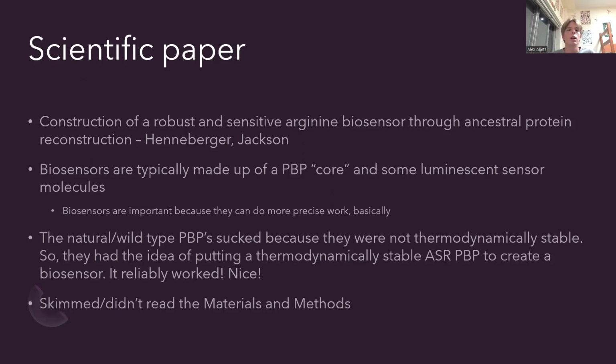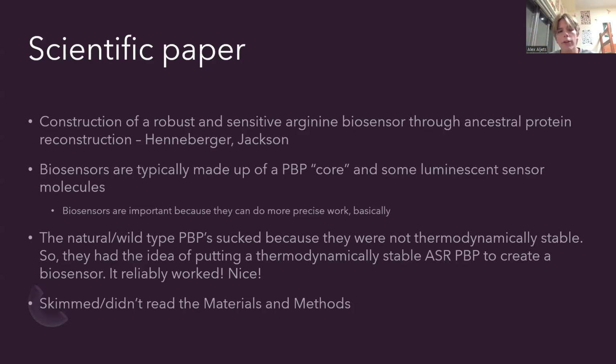For my scientific paper, it was "Construction of a robust and sensitive arginine biosensor through ancestral protein reconstruction." I thought it was pretty interesting. I chose it because it was biosensors stuff, and I thought that was relevant to what I'm working on right now, where we're trying to get something to bind to a lot of these Alzheimer's drugs. So it kind of made sense in my mind. And I'm kind of interested in biosensors just as a subject, so I figured I'd poke around a little bit.